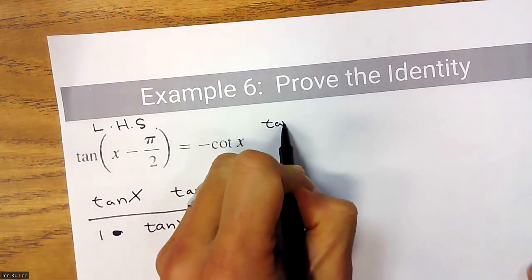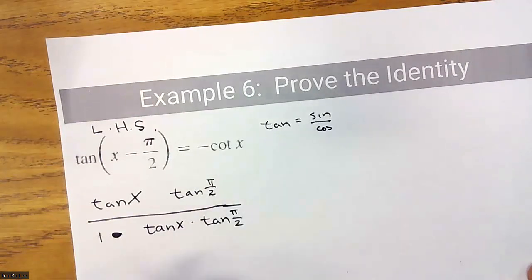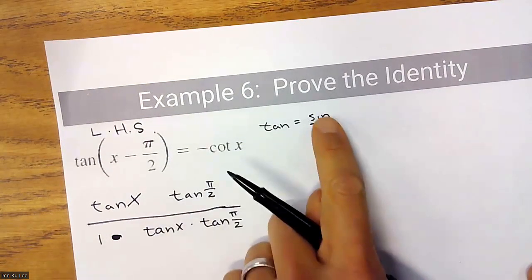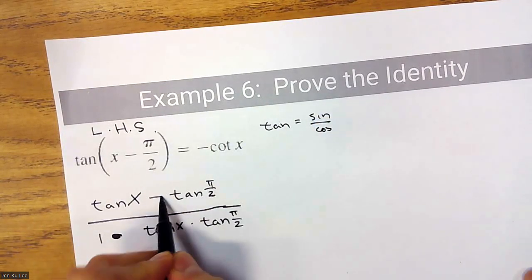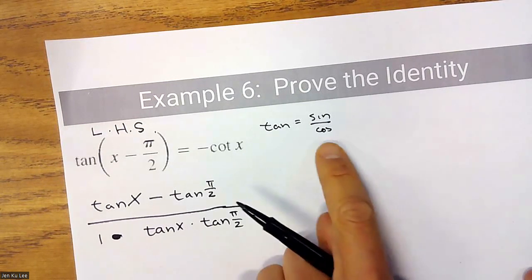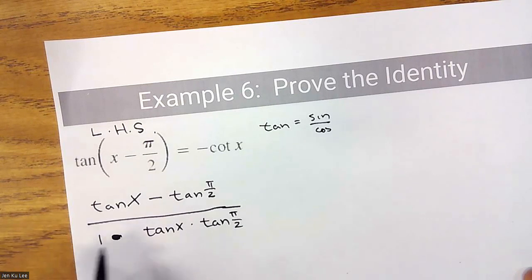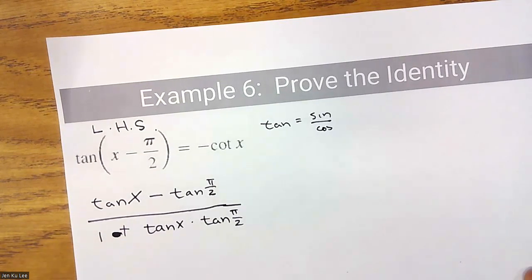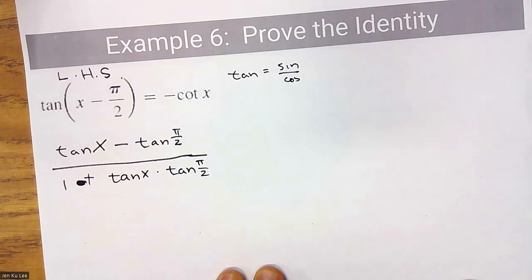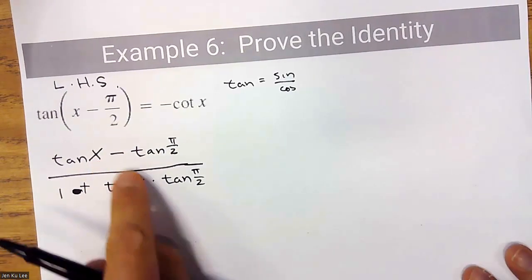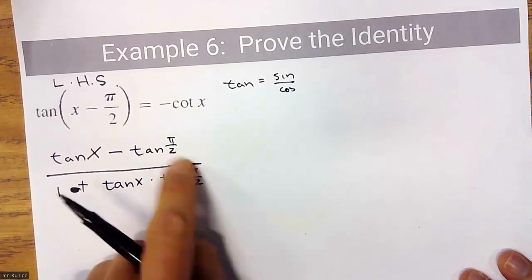Since tangent equals sine over cosine, sine can't change signs. So since this is a minus, this is going to be a minus. Cosine, crazy cosine switches signs. So since that's a minus, this is going to be a plus. Okay? So that's what I got so far. Again, I can't do anything with tangent of x, but I can do something with pi over 2.